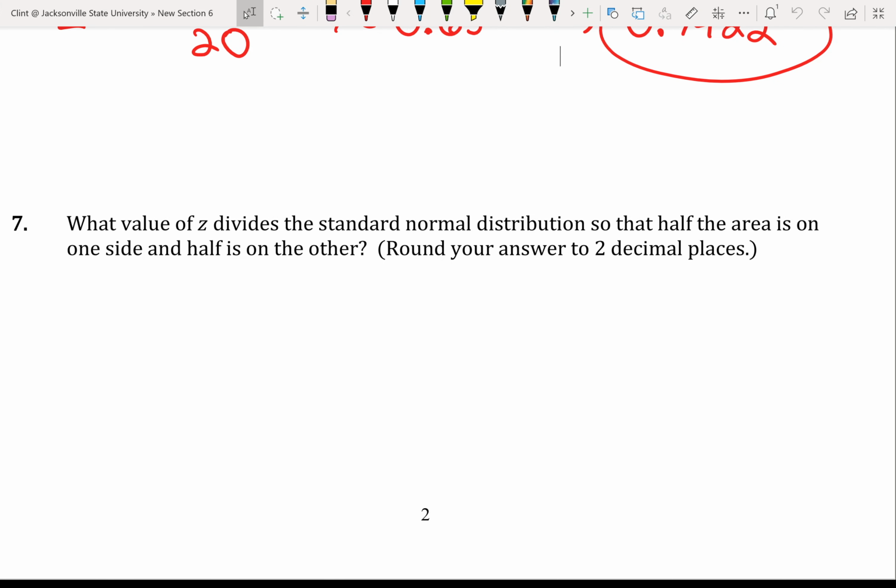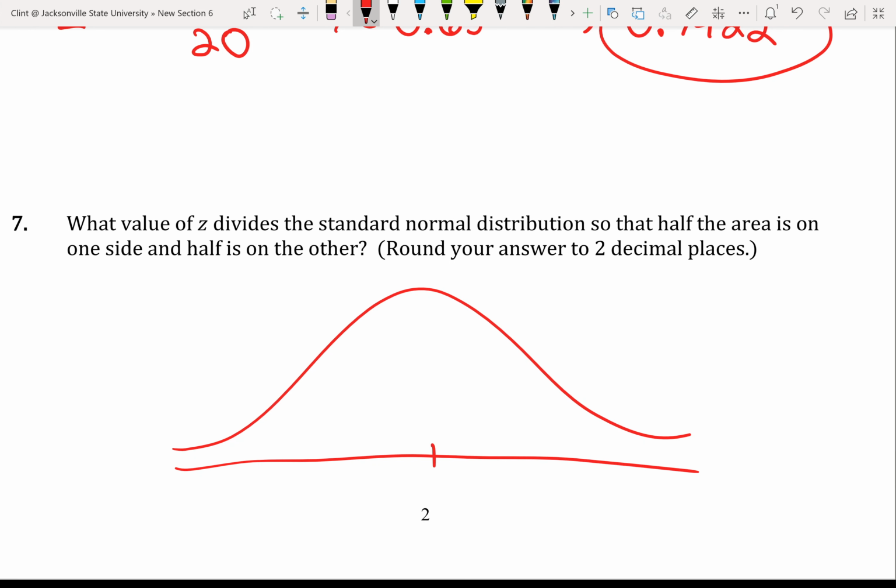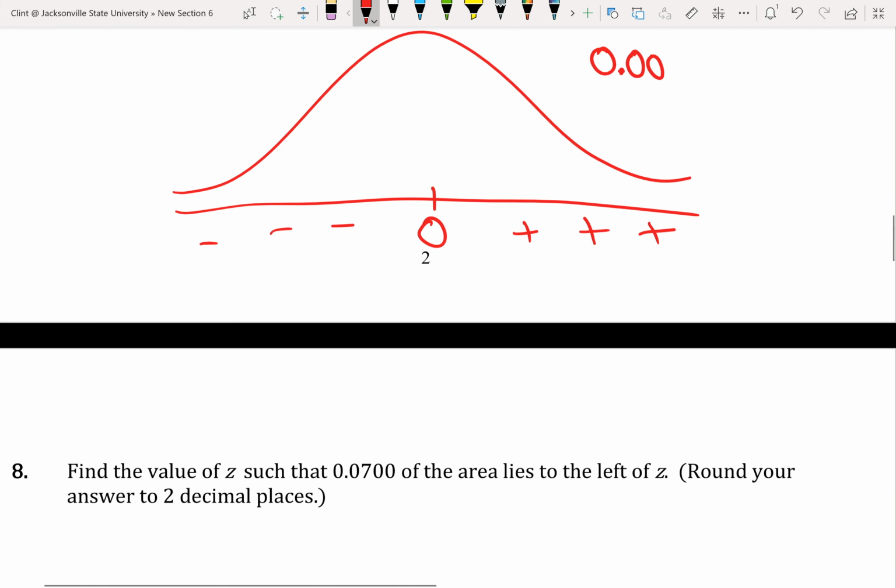Number 7 says what value of Z divides the standard normal distribution so that half the area is on one side, half the area is on the other. That's just asking what Z value is in the middle. The Z value that's in the middle is 0. You've got negatives over here, you've got positives over here. The one that's in the middle is a Z value of 0. That is the mean of our standard normal distribution. And if you're being real picky on this one, it says use 2 decimal places, so we would say 0.00, but not a big deal.